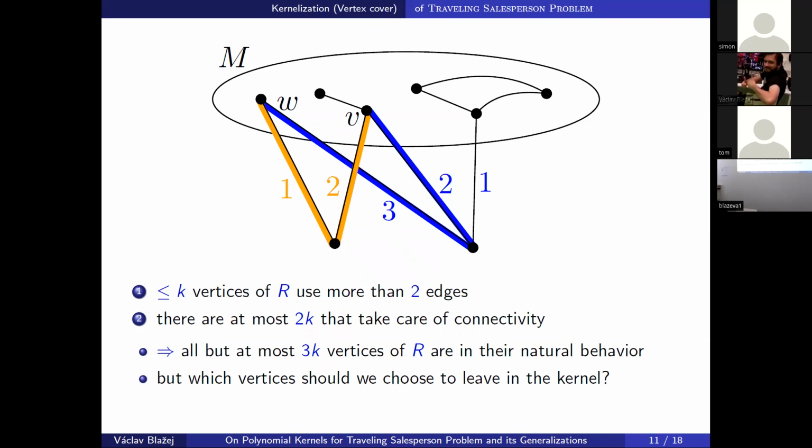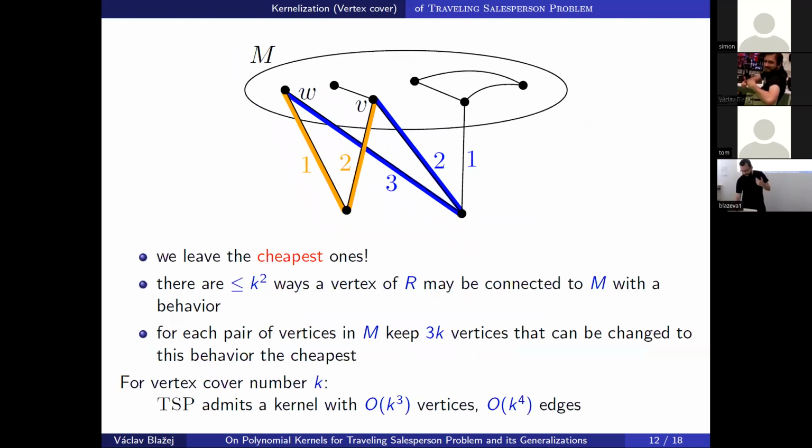Yeah, that was basically what I said, right? As we know that every edge will be traversed at most twice, and we may want to somehow go to the connected component and back. There are only k vertices in the vertex cover. So the number of ways we may want to change the natural behavior is bounded. And we have a bounded number of vertices for each pair here. So in total, we get a kernel with k to the cube vertices and k to the fourth edges.